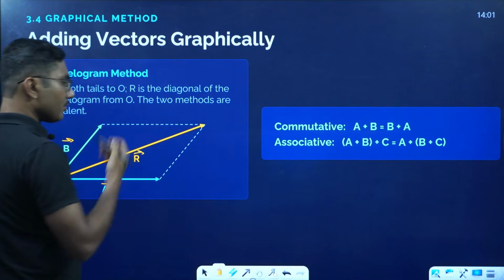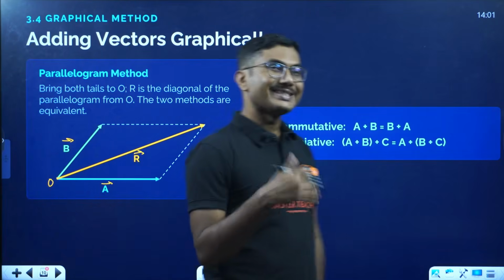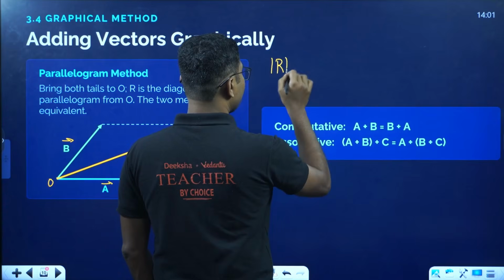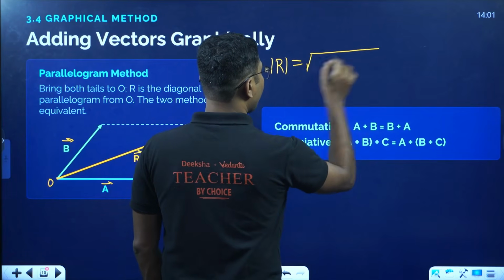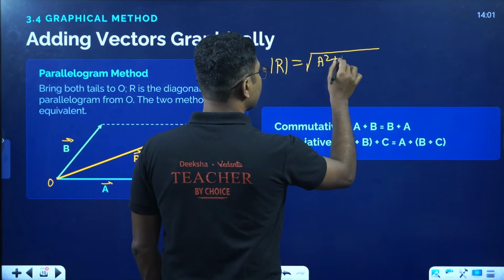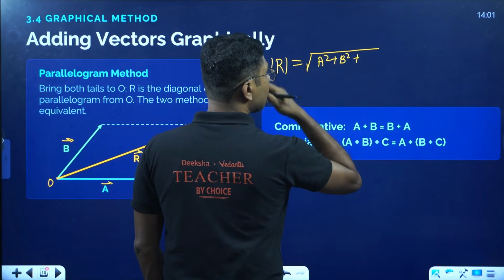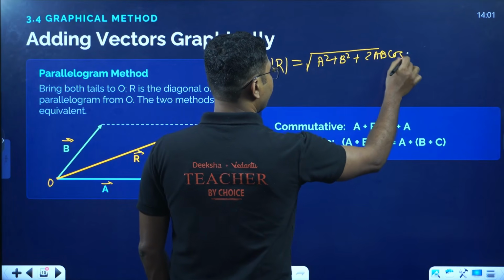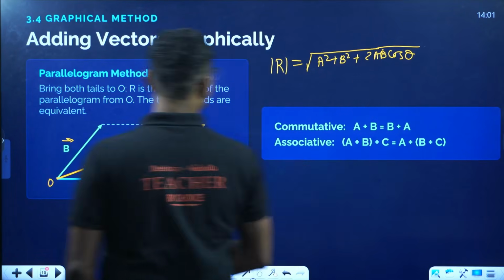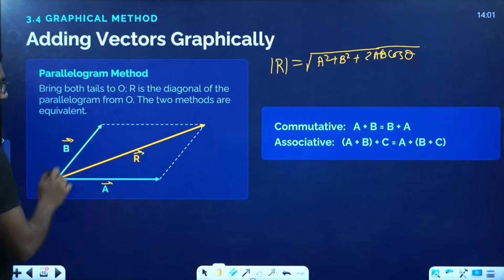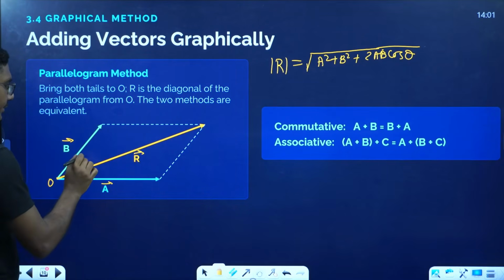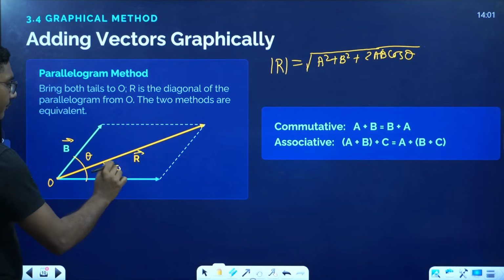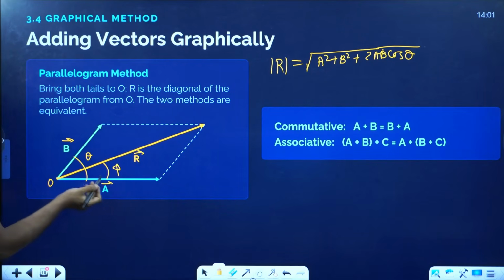In this case also, if you try to figure out, the values will be the same. The formula for the resultant is always the same, which is square root of a square plus b square plus 2ab cos theta. Now if you see here in this particular method, the angles A and B are drawn from the same point, so this will be your theta, and this will be your phi.